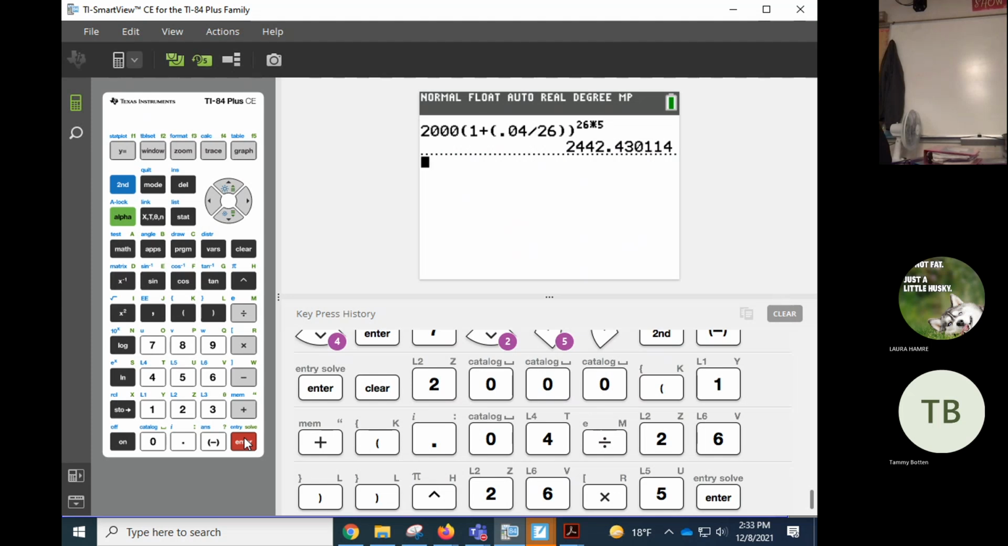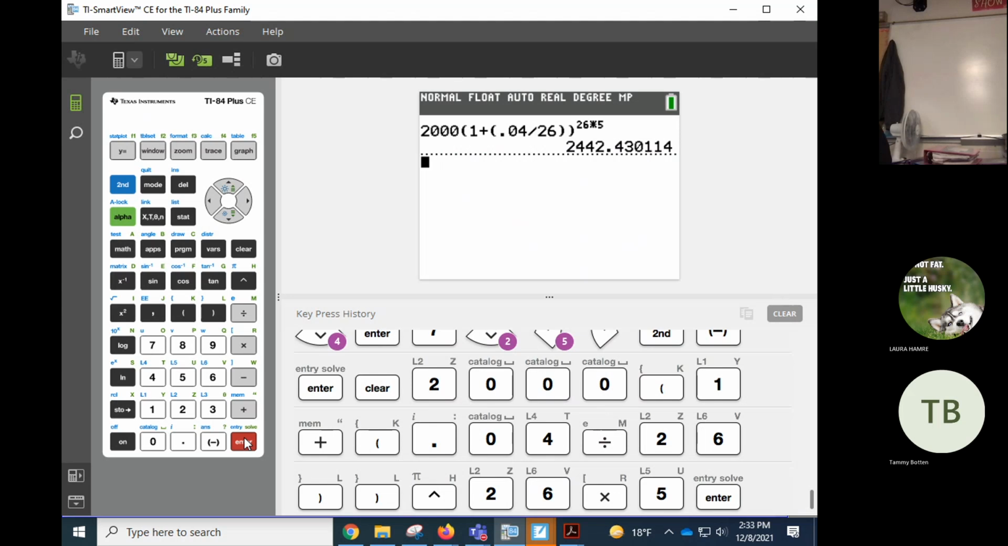If you got the same answer, then you did. All right, the next question, you guys, we should be able to keep this in our calculator because the next one wants us to do it monthly. What's the only thing that would change on this if it's monthly? The 26 changes to a 12.